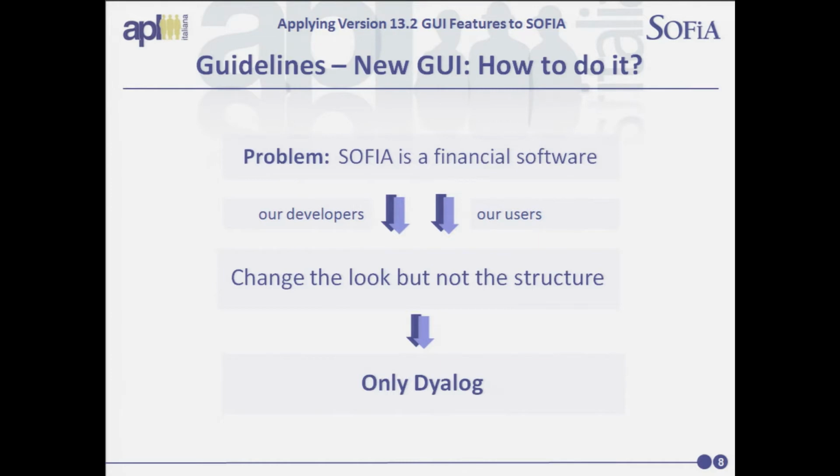On the other hand, similarly, our customers need continuity in their job, in their workflow. And so, for all these reasons, the point is that we have to change SOFIA as much as possible, but without really changing it. That means change the look, but not the structure of the software. For this reason, we decided to use only Dyalog tools without other external languages, and without rebuilding any windows, that means without changing the existing code too much, at least.